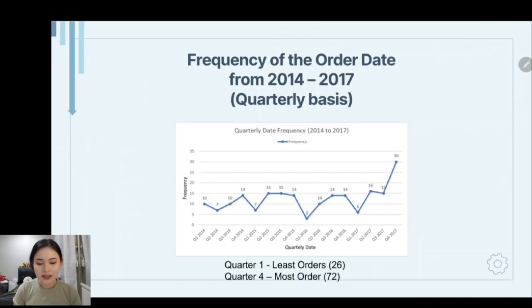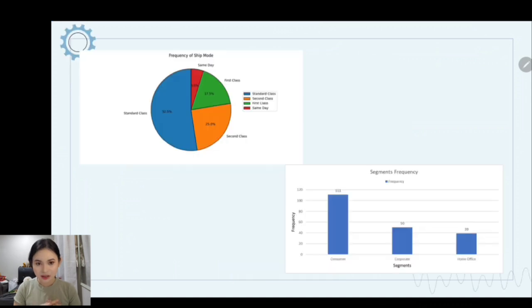Okay, so the first slide would be the frequencies of the order date from 2014 up to 2017 on a quarterly basis. As you can see from this frequency graph, quarter 1 has the least orders at 26 and quarter 4 has the most orders at a total of 72. This may be due to the impact of holiday seasons.